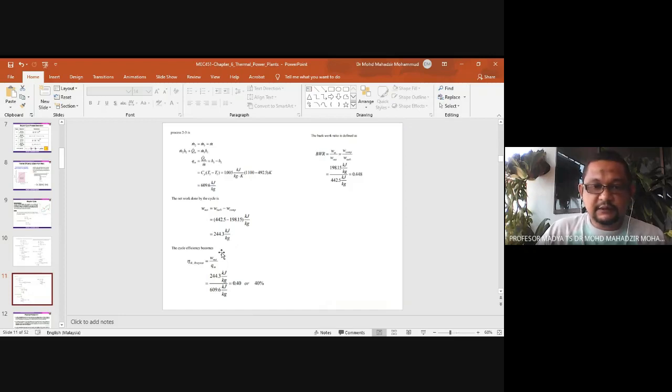And the thermal efficiency is based on the equation W net over Q in. Put all the values in the equation for thermal efficiency, then it will give you 40% efficiency for this cycle. Okay, and also if you have to find the back work ratio, also use the equations, and from there you have the value, which gives 0.448.